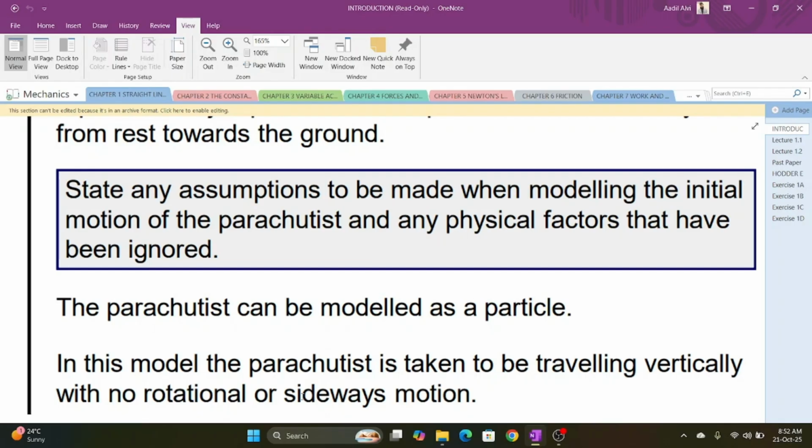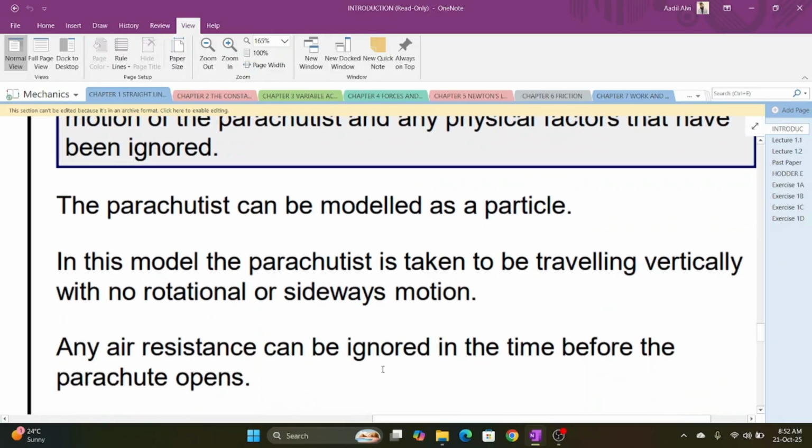Then we can also ignore any form of air resistance before the parachute is opened. Why? Because when the parachute is opened, now you cannot ignore the air resistance, because now the magnitude of air resistance is so much that it cannot be ignored at this point.